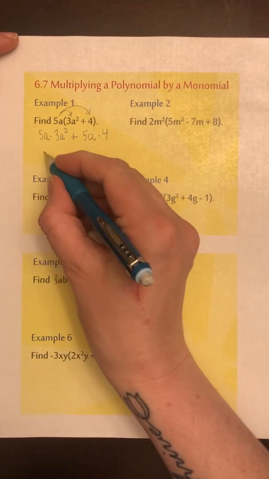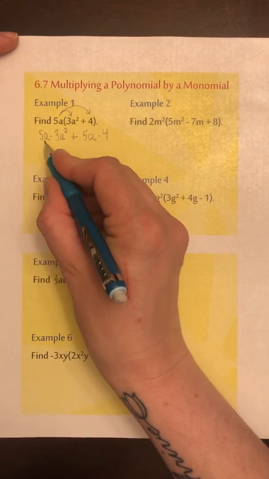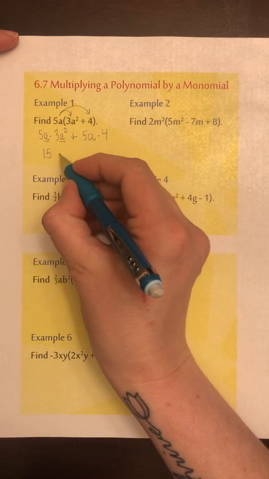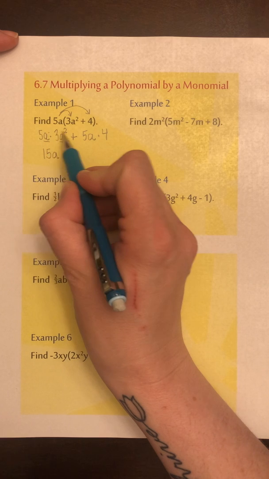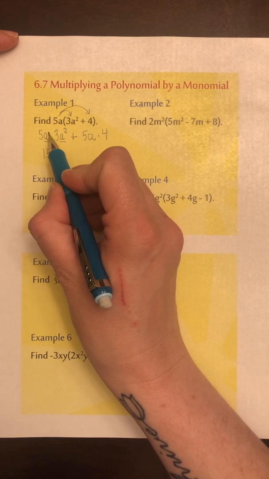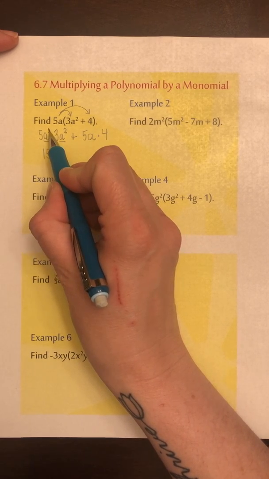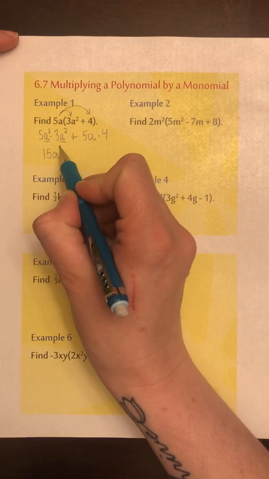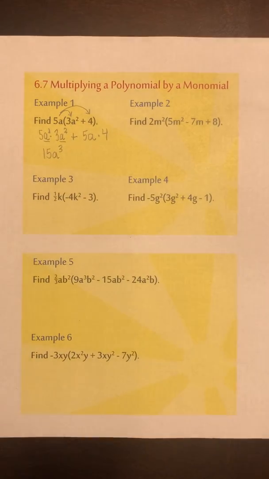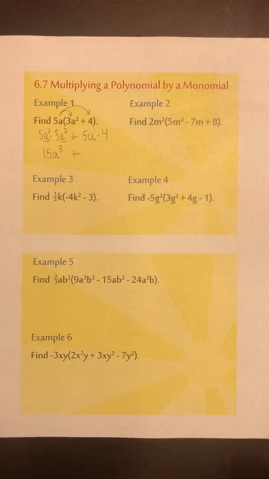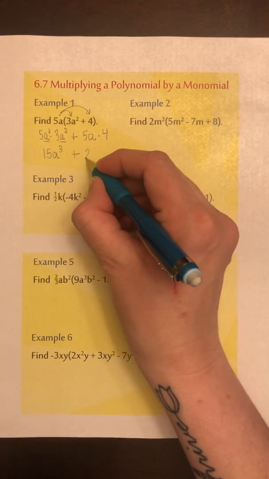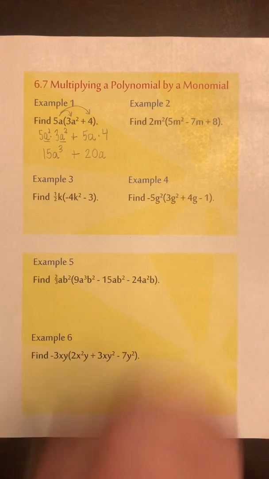Well, 5 times 3 is 15. And then I notice that these have the same base of a. So I'm going to keep the a, but this is where I want to add the exponents. I don't see an exponent here, but it's understood to be a 1. And 1 plus 2 is 3. So that turns into 15a cubed plus... Now I want to multiply 5a times 4, and that's going to turn into 20a.